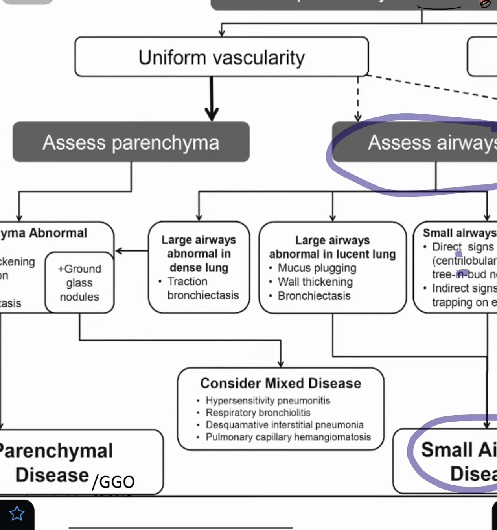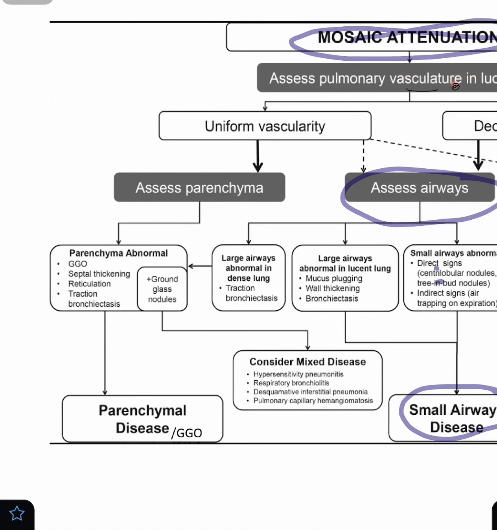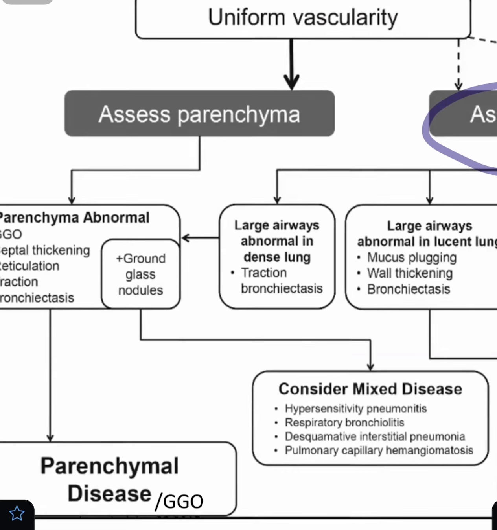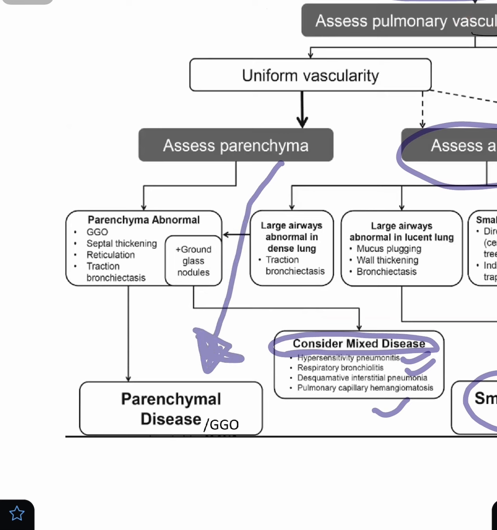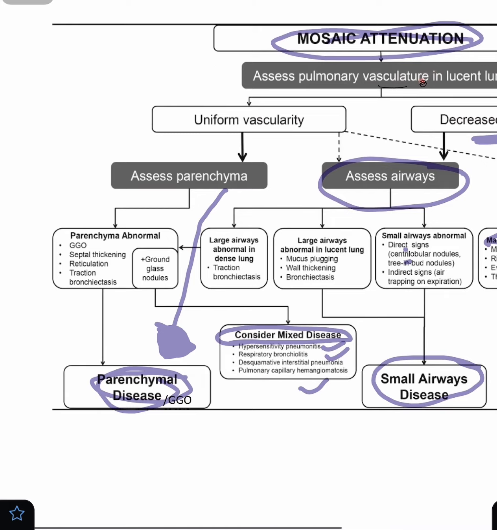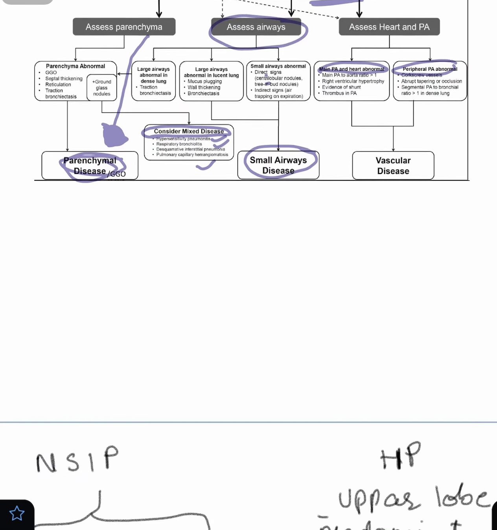But if it's a uniform vascularity, both white and black areas are abnormal, then it could be a mix of diseases like HP, sarcoidosis, RB, respiratory bronchiolitis, desquamative interstitial pneumonia, pulmonary capillary hemangiomatosis. But if it's the white areas which are purely abnormal and having fewer vessels as compared to the black area, this is a pure parenchymal disease, and they are pure ground glass opacifications. And the white area is the abnormal area.